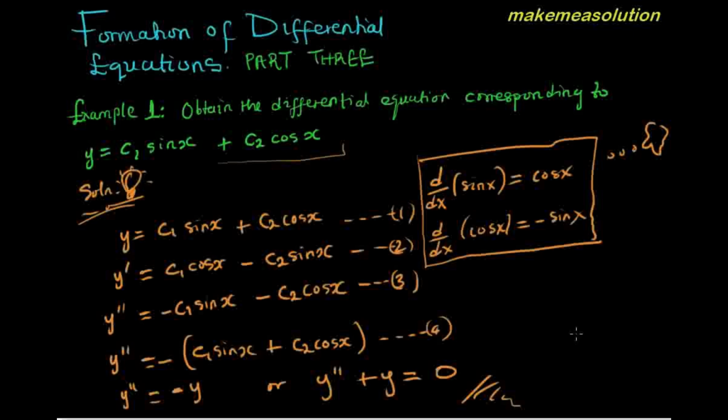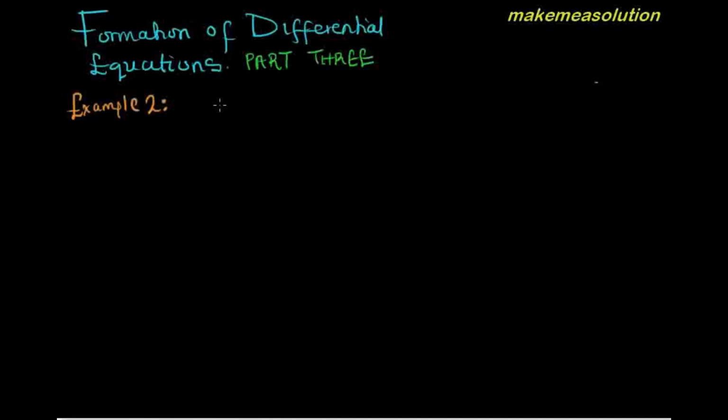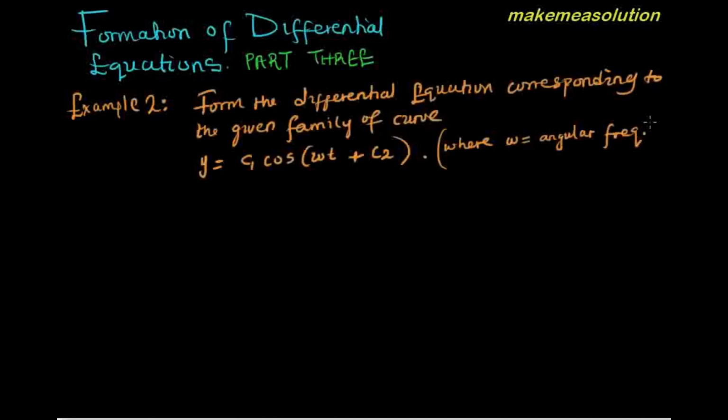Okay, so let's look at another example. Okay guys, this is example 2. We are to form the differential equation corresponding to the given family of curves. y is equal to c1 cos omega t plus c2. Now omega is angular frequency.